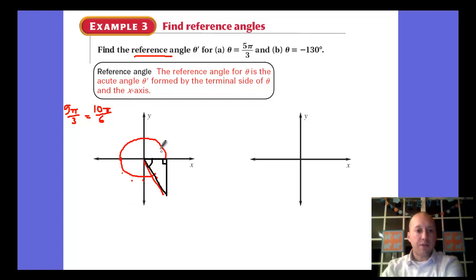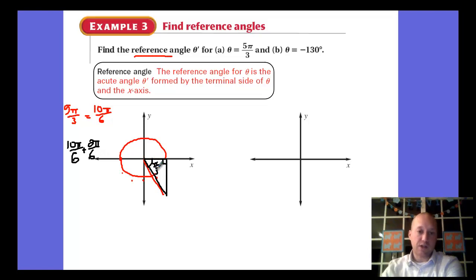Well, if 5 pi thirds is all the way here, which is like 10 pi sixths, how many more do I need? I need a pi third more to make it back to the 2 pi. So 10 pi sixths plus 2 pi sixths is going to be 2 pi, or 12 pi sixths. So I have 2 pi sixths, or pi third, left over.